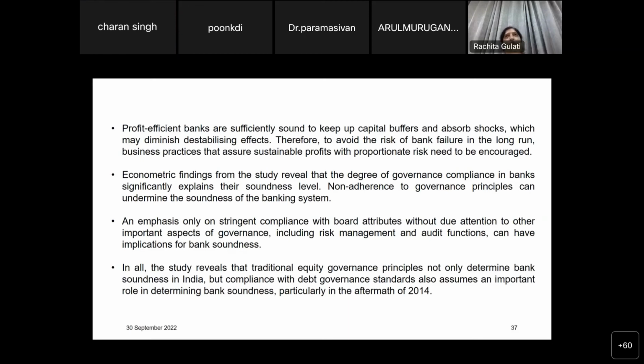As has already been deliberated in the literature, there are equity and debt governance principles, specifically for the banking firms. Stringent compliance only with the equity principles and undermining the role of the debt governance standards can have severe implications. Therefore, the study further reveals that the traditional equity governance principles not only determine the soundness, but compliance with the debt governance principles also assumes an important role, particularly in the aftermath of 2014. Thank you.